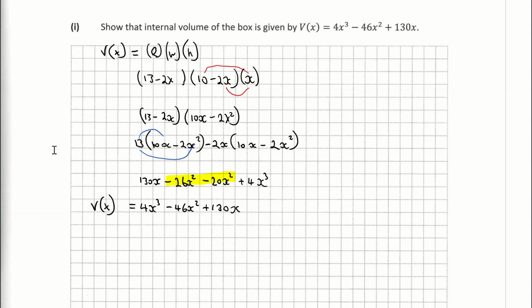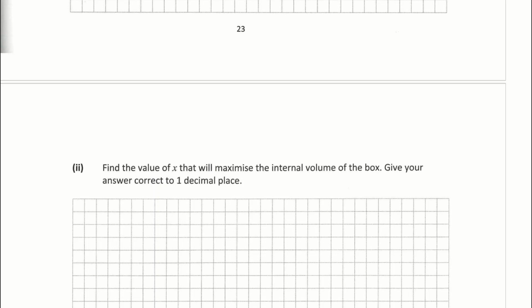If we scroll down now to part 2 of question 10, it's on the next page. So find the value of x that will maximize the internal volume of the box. First thing we need to look at here is our volume. So let's just write down our volume of our box, which is 4x cubed minus 46x squared plus 130x. Now the key word there is to maximize, and we know when we're looking for the maximum or minimum volume of an object, we need to look at our derivative, and we are solving our derivative when it is equal to 0. So we're basically differentiating the volume of the box, which is giving me 12x squared, 2 46's are 92x, reduce my power by 1, and I get plus 130.